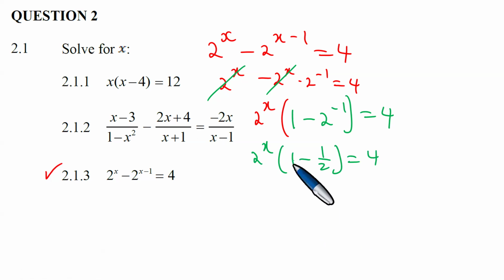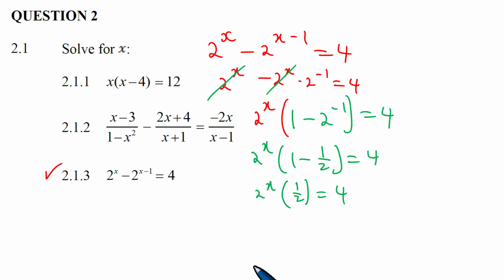So in other words, from a loaf of bread, if we remove half, we're left with what? We're left with half. Then what do we do next? 2 to the power of x times 1/2, yes, 2 to the power of x times 1/2 equals 1 to the power of x.